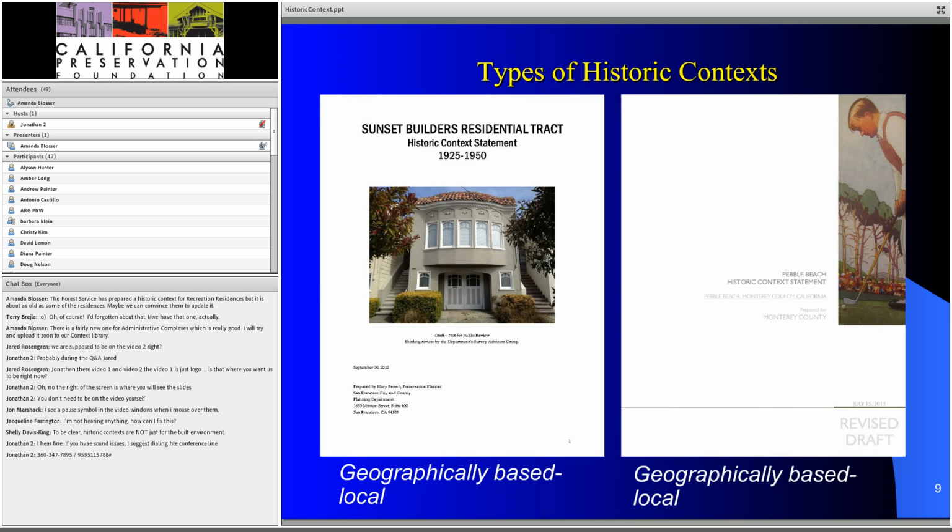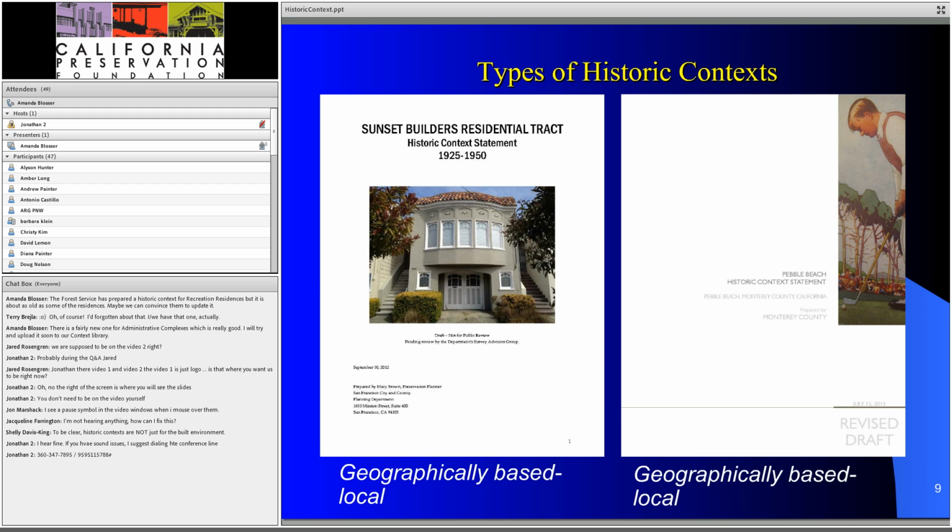Again, more examples. The one on the left is the Sunset Builders residential tract. It's in San Francisco, and it was constructed roughly between 1925 and 1950. This is a really good historic context. It breaks down the property types in a really interesting way. So I believe that's on our website, and you can look at it. So it's a very specific geographic area in San Francisco and in the Sunset Tract.